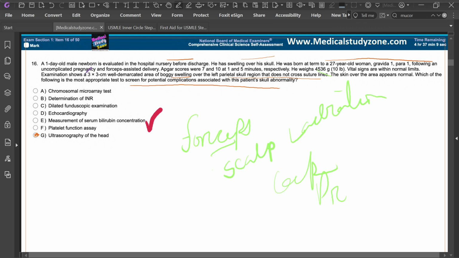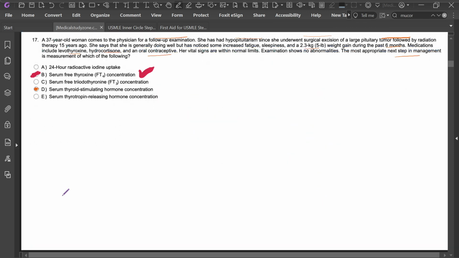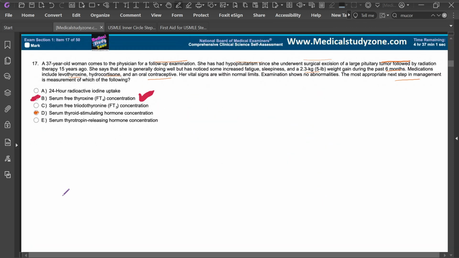A 37-year-old woman comes to the physician for follow-up. She has had hypopituitarism since she underwent surgical excision of a large pituitary tumor followed by radiation therapy 15 years ago. She says that she's generally doing well, but has noticed some increased fatigue, sleepiness, and weight gain during the past 6 months. Medications are levothyroxine, hydrocortisone, and OCPs. Vital signs are normal.